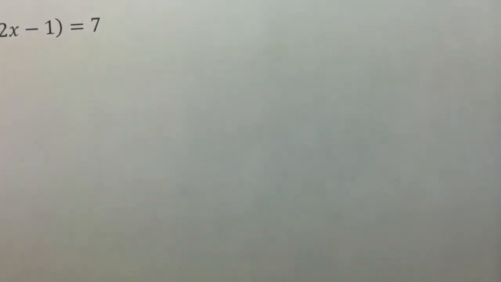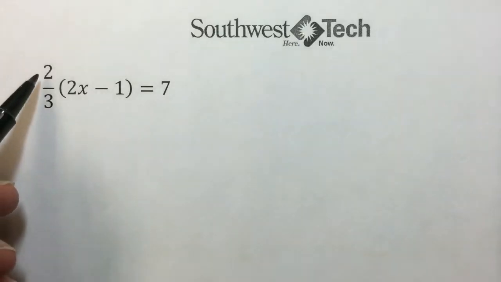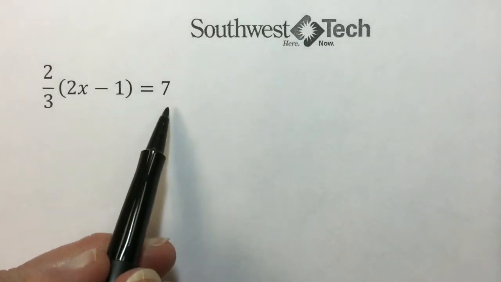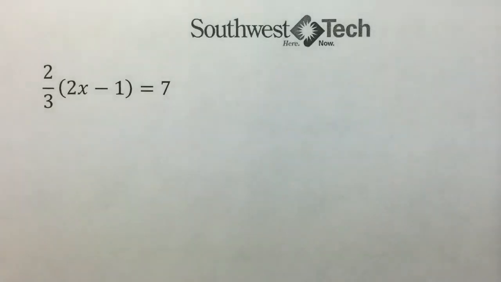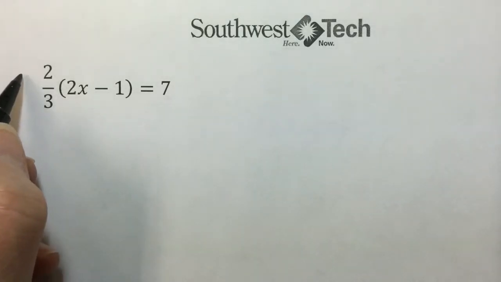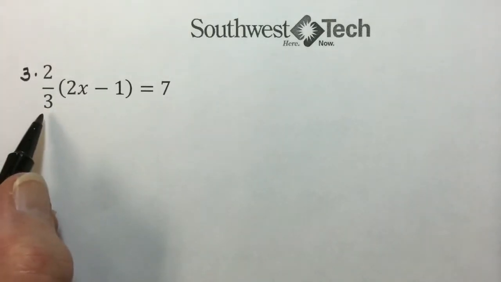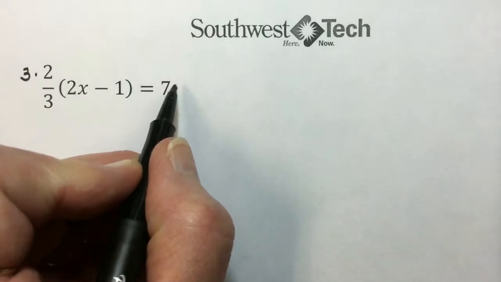Using that as our guideline on this particular problem, we have a fraction. The first procedure is to clear that fraction. Now we could multiply by the reciprocal, but it would end up with a fraction over here. So to eliminate the fraction, I'm going to simply multiply by the least common denominator, and since there is only one denominator, it's pretty simple.